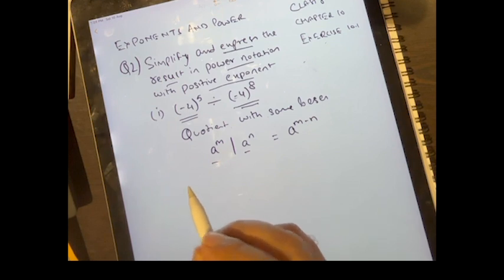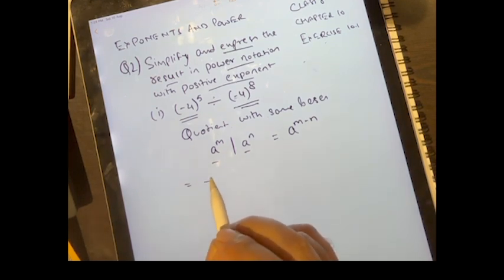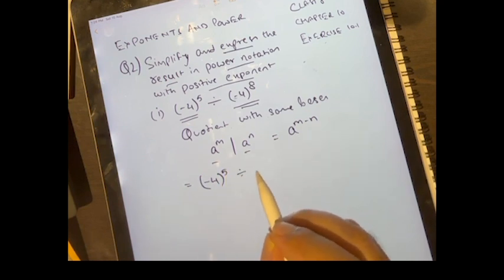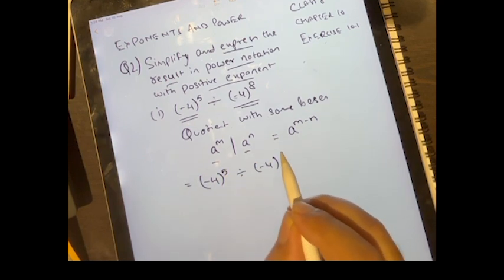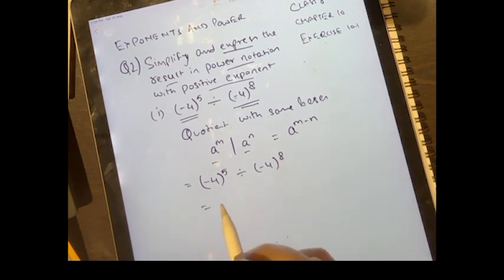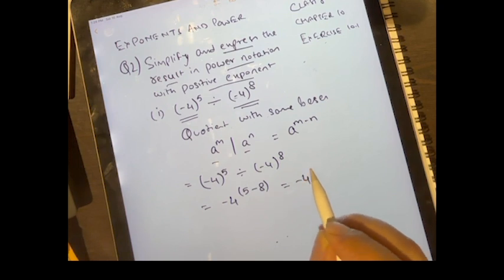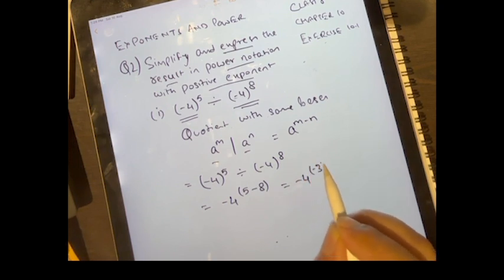So we will also follow the same law over here this time, and we will say we already know minus 4 raised to the power of 5 divided by minus 4 raised to the power of 8. This will become minus 4 raised to the power of 5 minus 8. This will become minus 4 raised to the power of minus 3.